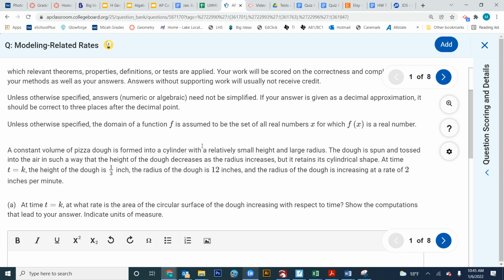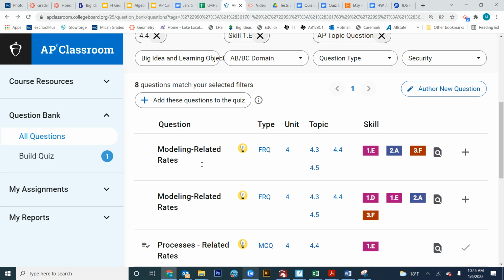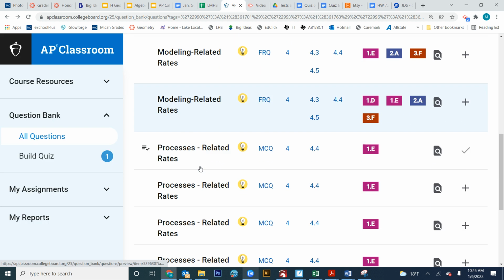I like number 2 better. I don't know. We're making pizza dough into a cylinder. That's realistic. Avery, how's that sound? Yeah, why? Making some dough.